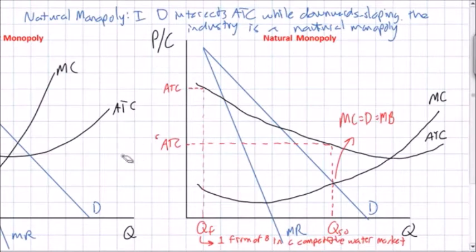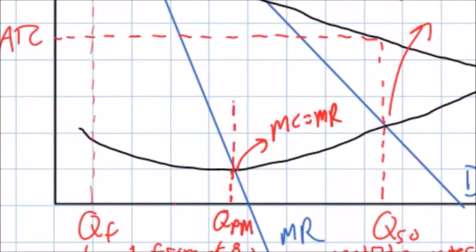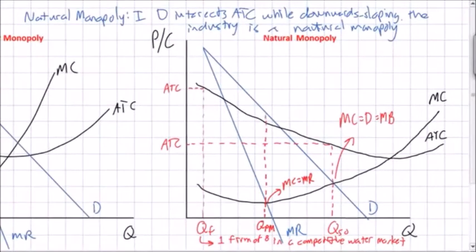In such a case in which a natural monopoly exists, if the monopolist is allowed to charge a price that corresponds with its profit maximizing level of output, where MC equals MR, we'll call that QPM, then the price the firm charges will be much higher than the socially optimal price. So the monopolist price of PM is much greater than the price that corresponds with the socially optimal level of output. Down here where MC equals MB, this is PSO.